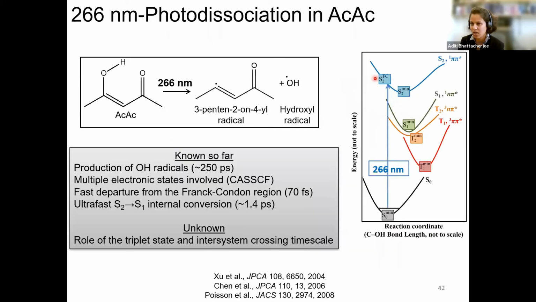Okay. So what was known about this molecule was that when you excite this at 266 nanometer, it loses a hydroxyl radical. This is a hydroxyl radical elimination reaction, and that this happens on a 250 picosecond time scale is what this JPCA paper told us. That multiple electronic states are involved. At least 2 singlets and 2 triplets are involved. And what was known from a time-resolved photoemission spectroscopy experiment was that there's an ultrafast internal conversion S2 to S1 happening on a 1.4 picosecond time scale. What was unknown was if the triplets are involved at all, and if yes, what is the intersystem crossing time scale?